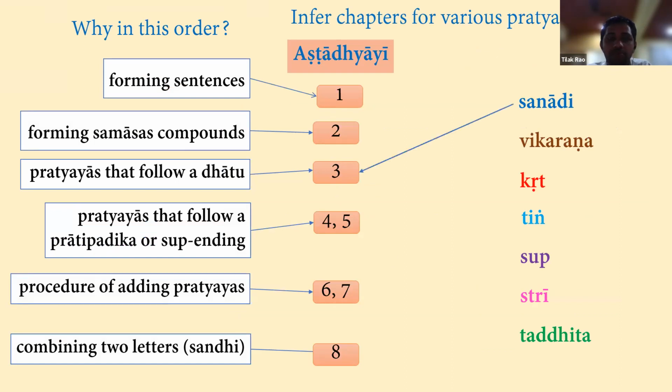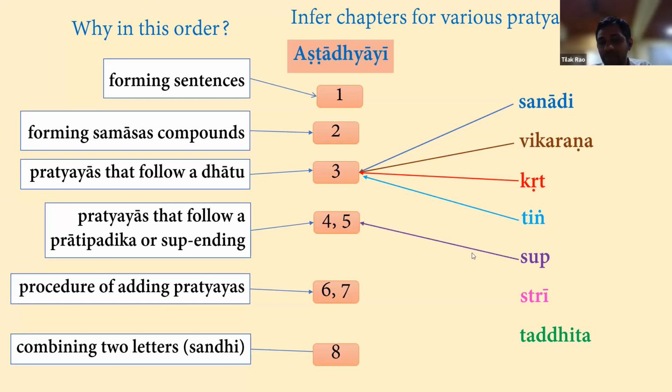Forming sentences is in the 1st chapter, and forming samasa compounds is in the 2nd. We discussed 7 types of pratyayas in Ashtadhyayi, and the pratyayas added to a dhatu are the examples I showed of Sanadi. In that example, we added the Sanadi pratyaya to a dhatu. Therefore, Sanadis are also in the 3rd chapter. Vyakarana, Krit, Ting, all these pratyayas are discussed in the 3rd chapter. Stri and Tadhitas are discussed in the 4th and 5th chapters of Ashtadhyayi. So this is the overall structure of Ashtadhyayi.